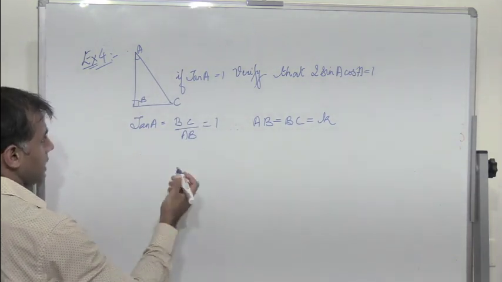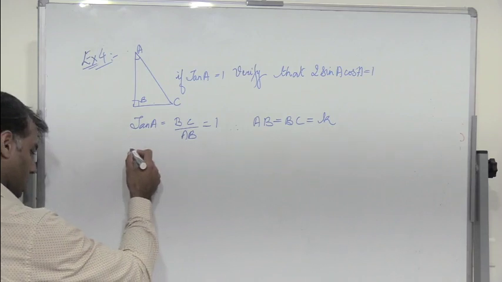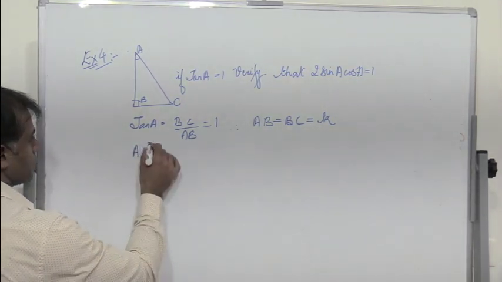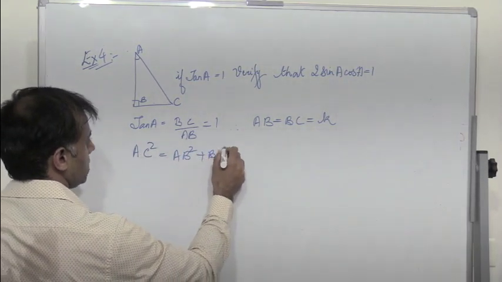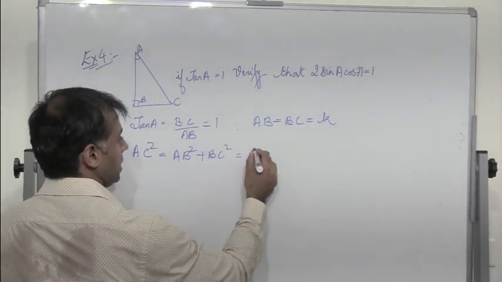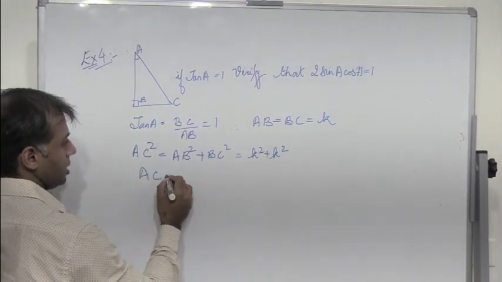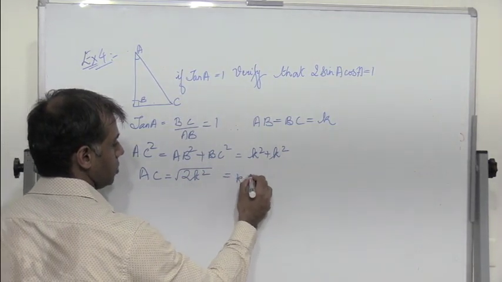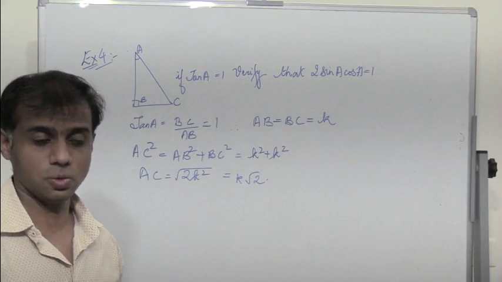So let us calculate all the sides here. I have AC square, which is hypotenuse square, which is AB square plus BC square. Now what is AB and BC? AB and BC is K square plus K square. So what is AC? AC is root of 2K square, which is K into root 2. Right, it's K into root 2.